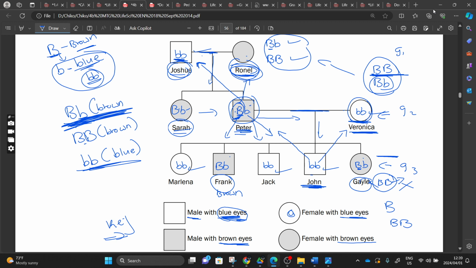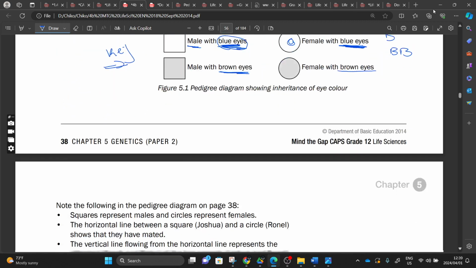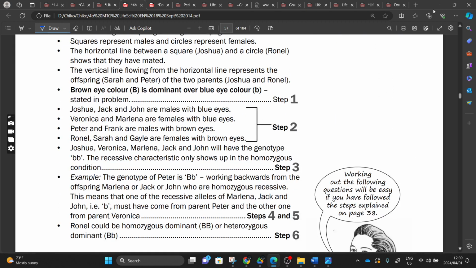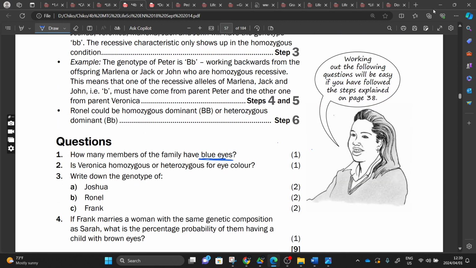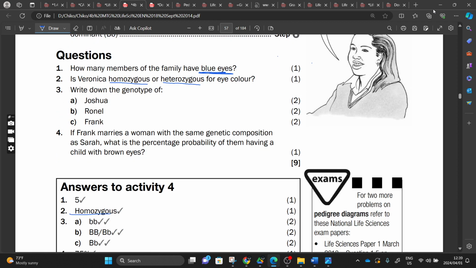And in this family, how many of them have blue eyes? The blue eyes is non-shaded. We have John, 1, 2, 3, 4, 5, right? That's where that 5 is coming from. And then we go down: is Veronica homozygous or heterozygous for eye color? Then we have to say homozygous, right? Here's the answer. She has to be homozygous because this one is a recessive, right? But write down the genotypes of Joshua, Ranel, and Frank.